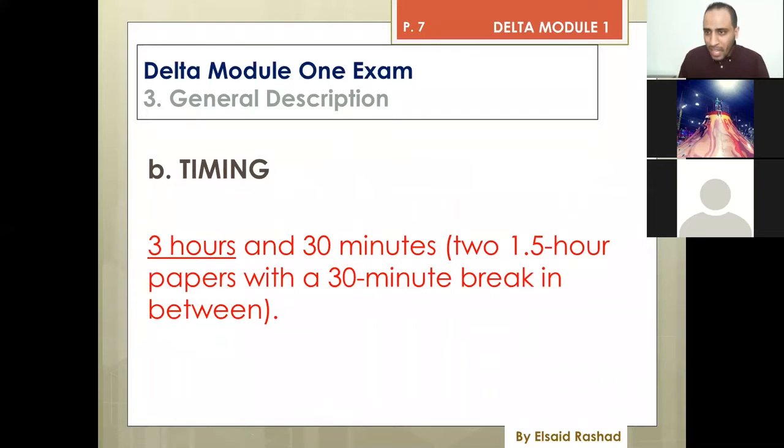So when we talk about the timing, paper 1 takes an hour and a half, 90 minutes, and paper 2 the same, 90 minutes. Between them, you have a 30-minute break. You can drink something, you can eat something, you can have a nice time before you go for paper 2. So we have 2 papers, 5 tasks in paper 1, 90 minutes, then half an hour break, then you go for paper 2, 3 tasks, 90 minutes.